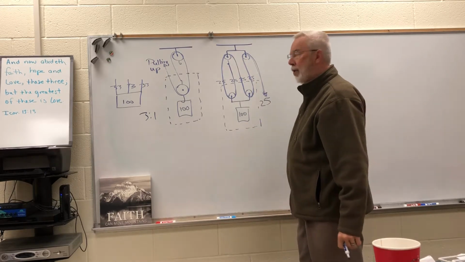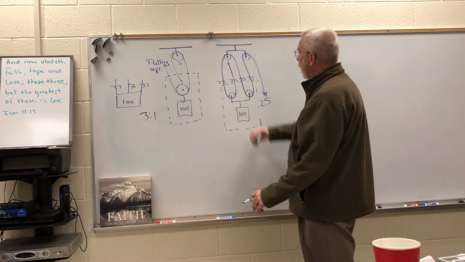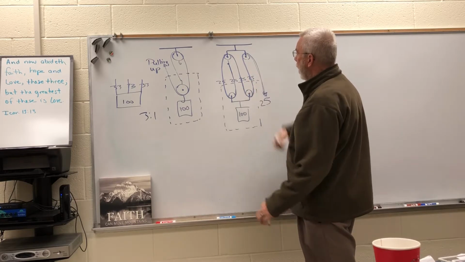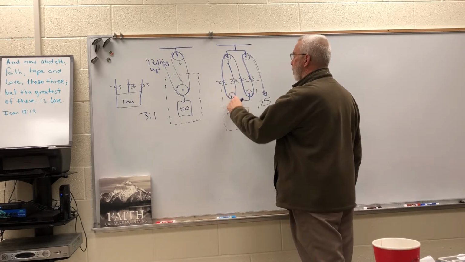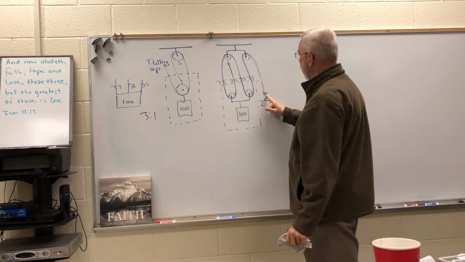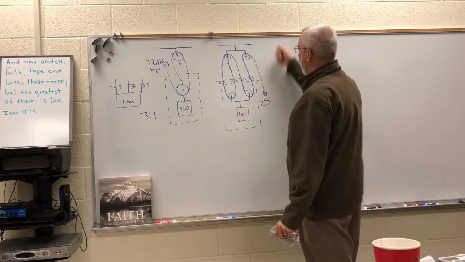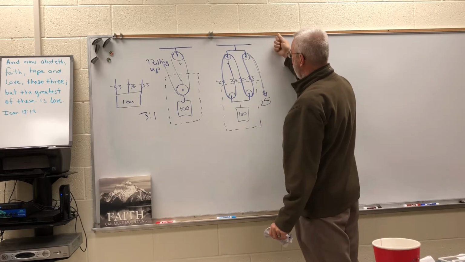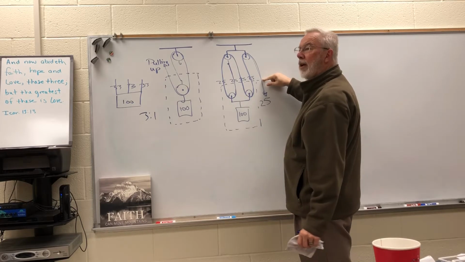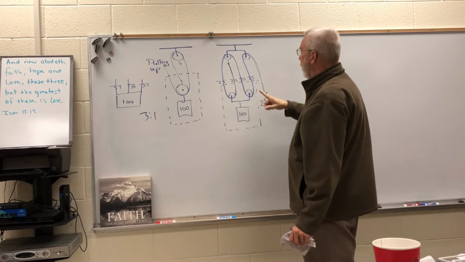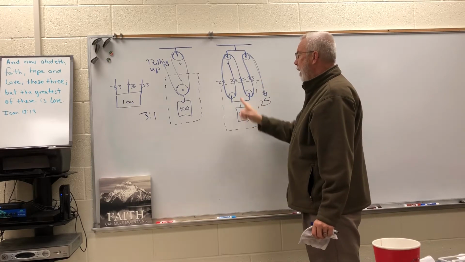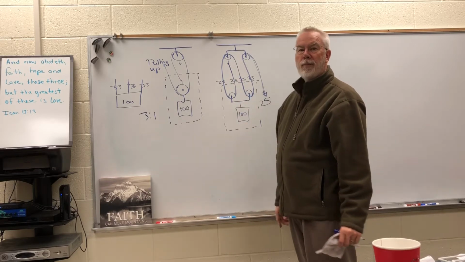Now, if you flip this thing over, and the connection was made down here at the bottom so that instead of pulling down on this rope, we were pulling up, then this rope would have tension on it as well. That would be a part of the weight, and that would make it a 5-to-1.